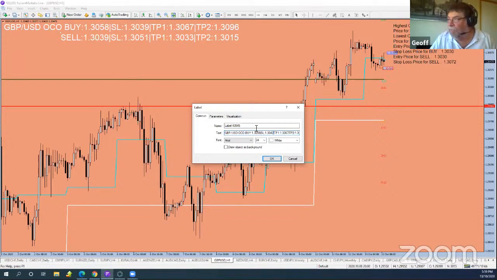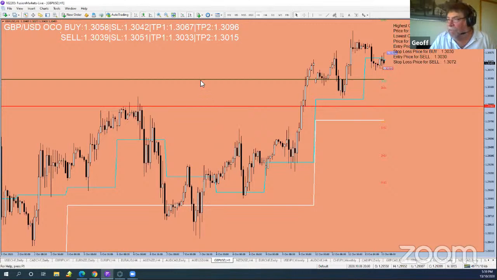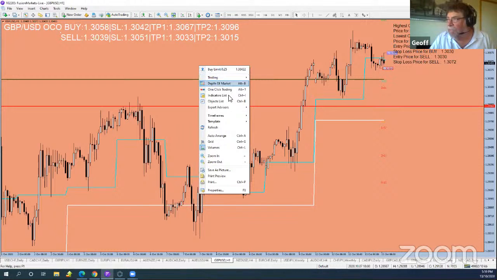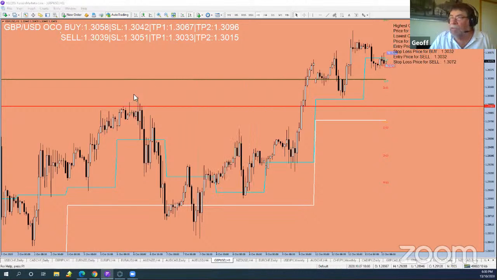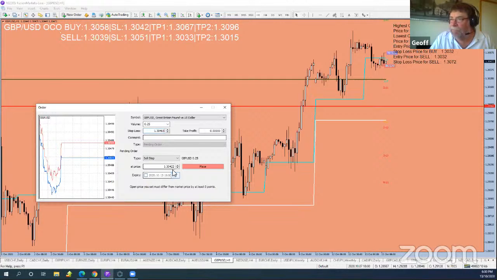Should we be surprised? Because there was a holiday yesterday, wasn't there? I better get this moving. I'll do the TPs in a sec for the buy. We will place the sell first. 1.3039, and stop loss is 1.3051.